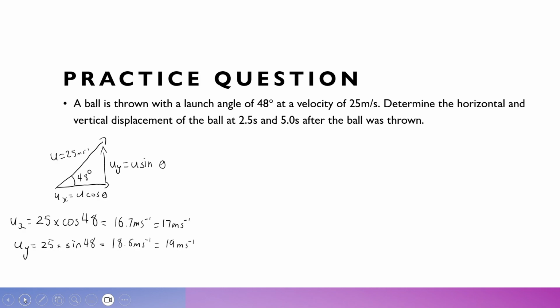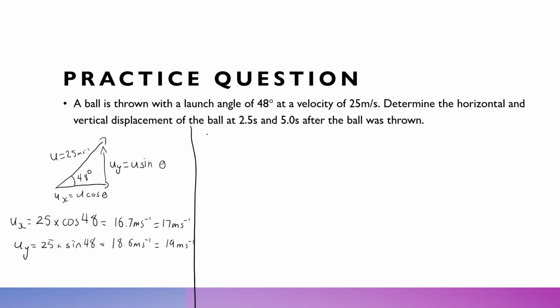So to keep things consistent, we'll apply this concept to our running example that we've been working with. We're throwing a ball, launch angle of 48 degrees, velocity of 25 meters per second. In this question, we're being asked to determine the horizontal and vertical displacement of the ball at 2.5 and 5 seconds after the ball was thrown. So again, we've got some working on the side that allow us to determine ux and uy by breaking up the u vector into horizontal and vertical components. Using this information, we can calculate then for displacement at the two times given.